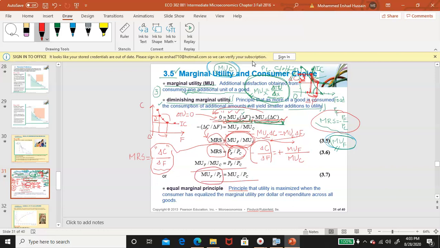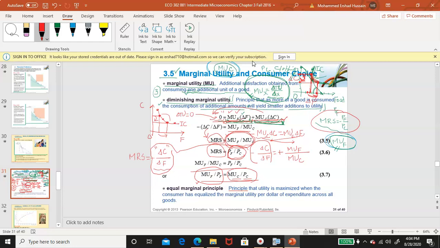What is this telling us? Marginal utility of food divided by price of food tells us how much our utility will increase when we spend one more dollar on food. On the other hand, this ratio, marginal utility of clothing divided by price of clothing, tells us how much our utility will increase when we spend one more dollar on clothing.